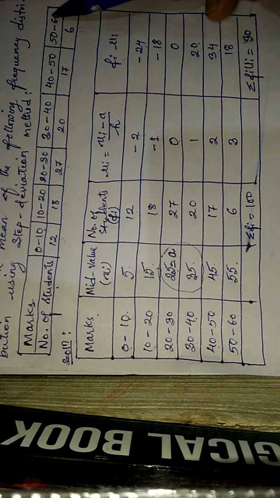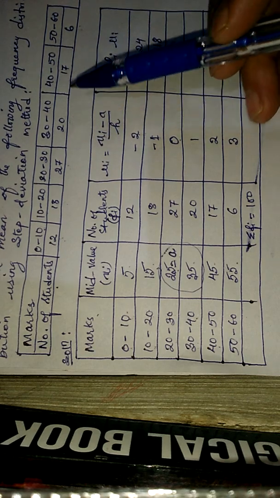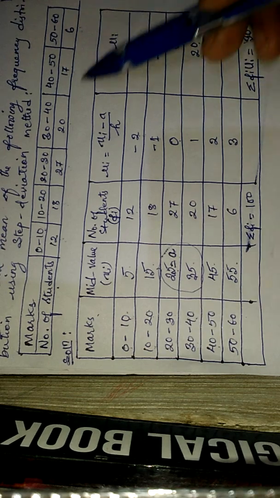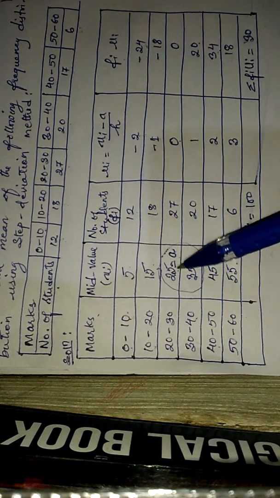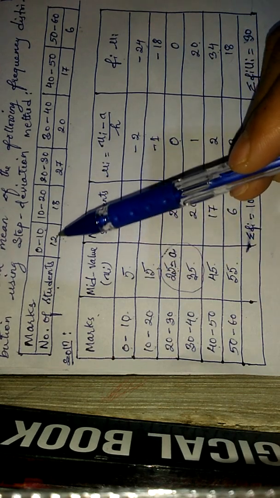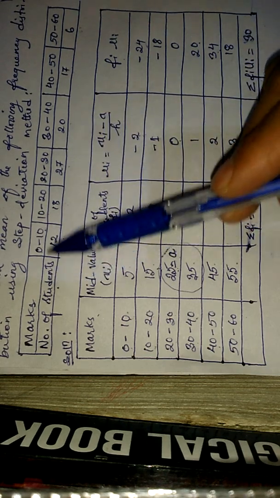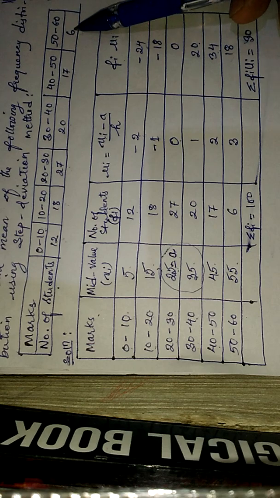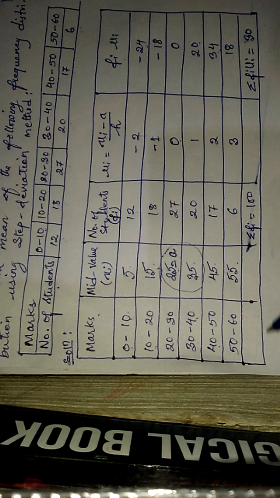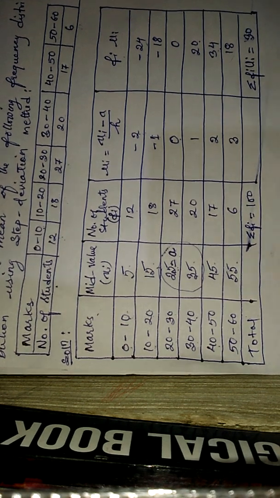That means we have to find the mean using the step deviation method. To find the mean using the step deviation method, we need a table having 5 columns, and the number of rows is the number of rows in the table given in the question: 1, 2, 3, 4, 5, 6, 7, and for the last row, the total. We have to make 8 rows. Okay, a table having 5 columns and 8 rows.